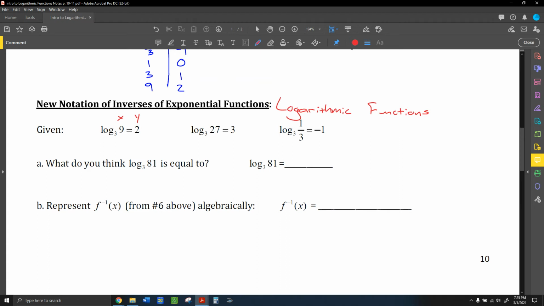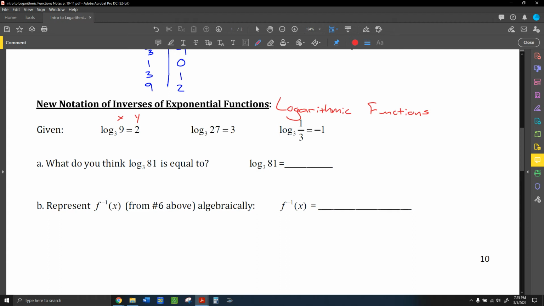So if it's helpful for you to think about these logs as rewritten exponentials, by all means. Lastly, we have 3 to the negative 1 is 1/3. But notice that our input, again, is the argument of the log, 1/3, and the output is -1.